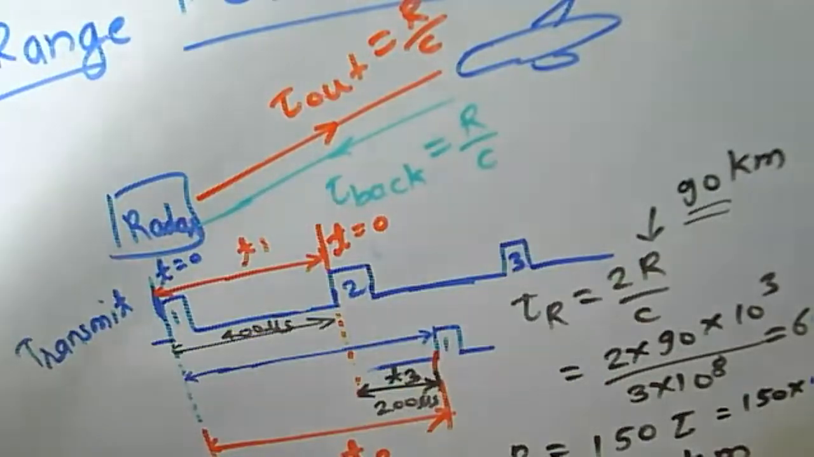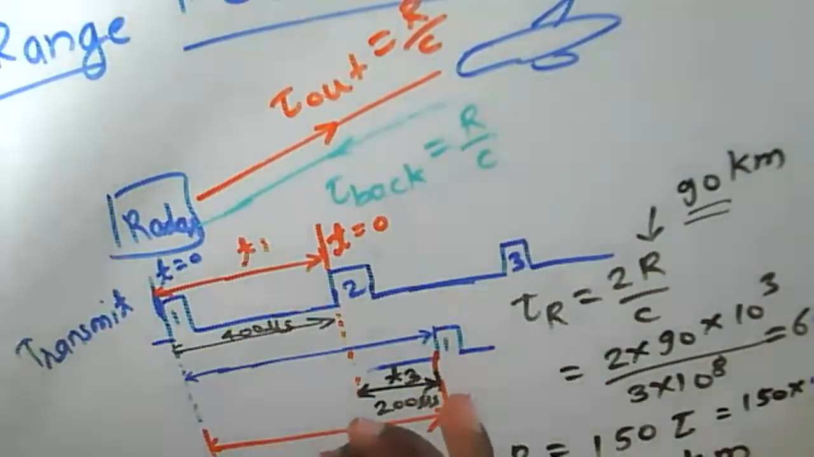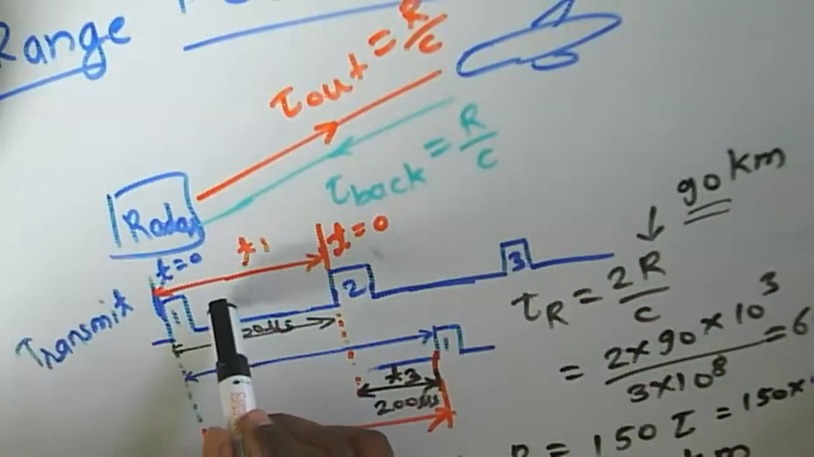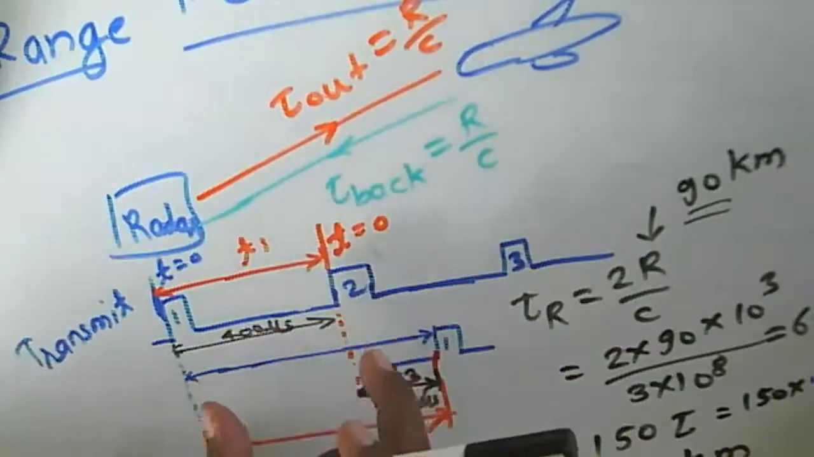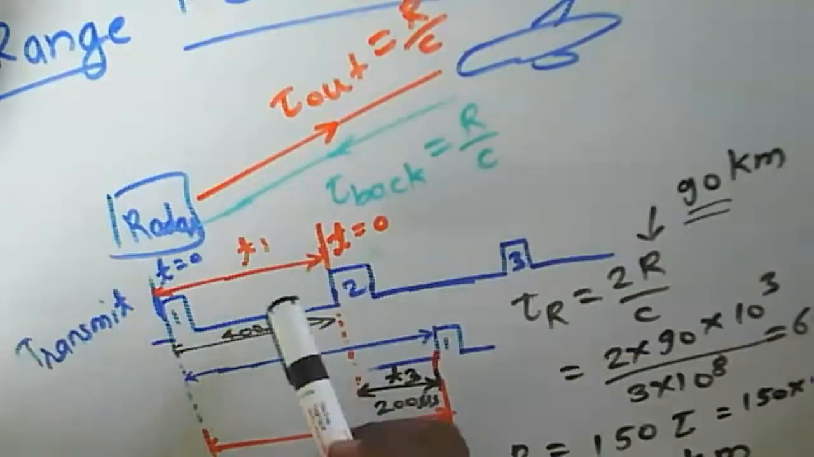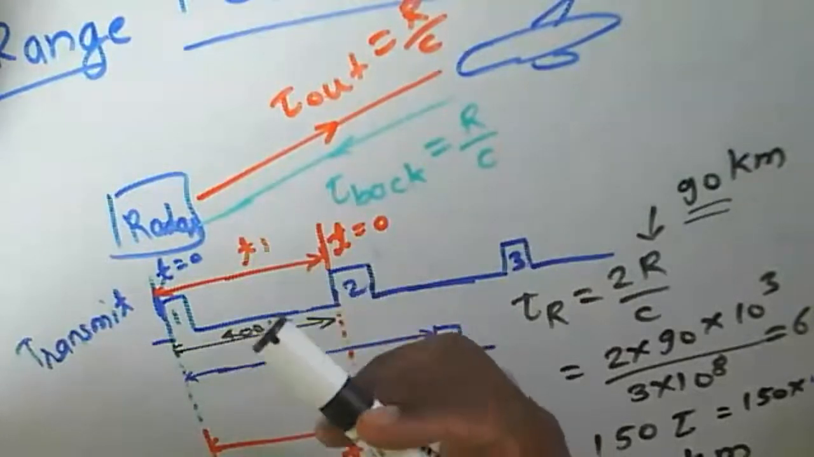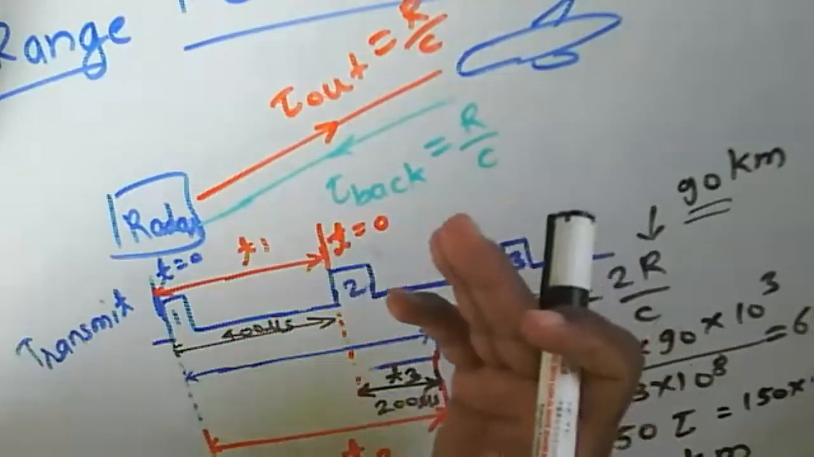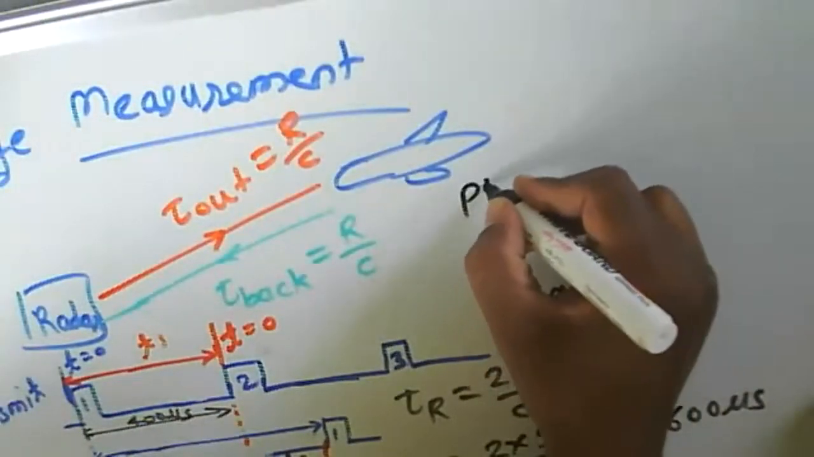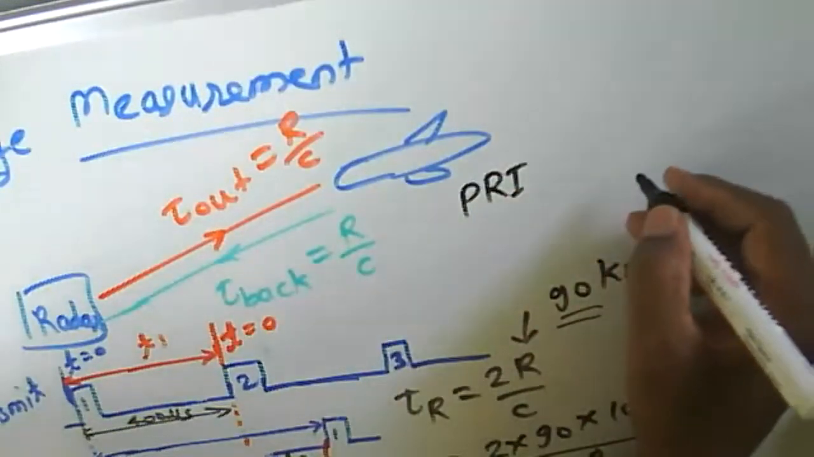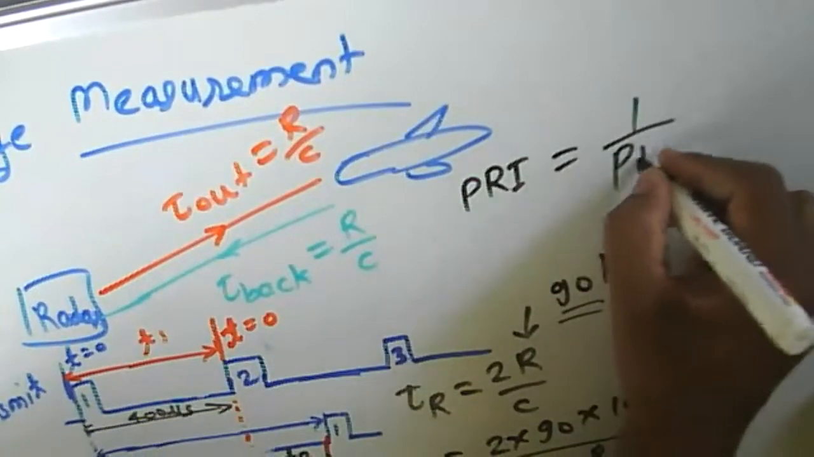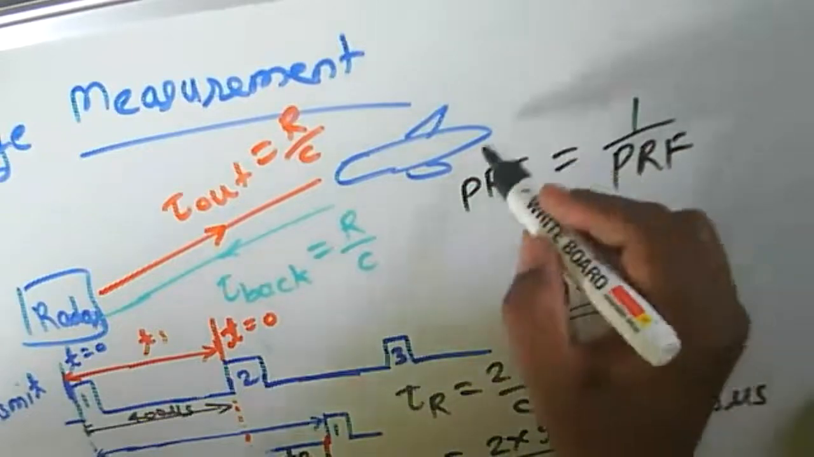So that's why we need to know what the spacing between the transmit pulses is. That spacing between the transmit pulses is nothing but what? The pulse repetition interval, PRI here. Or instead, in terms of frequency, we can say it is the pulse repetition frequency. Okay, pulse repetition interval or pulse repetition frequency, both.